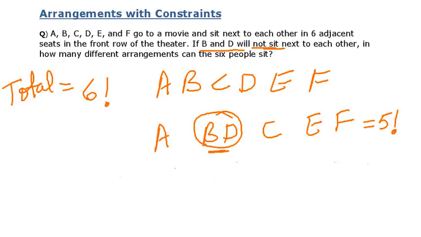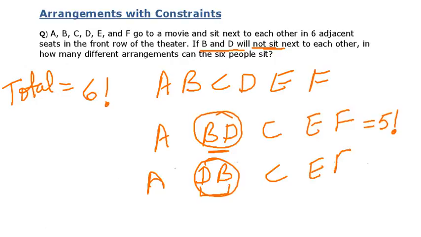5 factorial is when B comes first and D comes next to it. But there is the other way around as well. D comes first and B comes second. Similarly, we again have 5 factorial ways this way also. D sits first and B next, then A and this entity, C, E, F. Now it becomes a total of 5 factorial again. Okay. Now these are the arrangements when B and D are together.